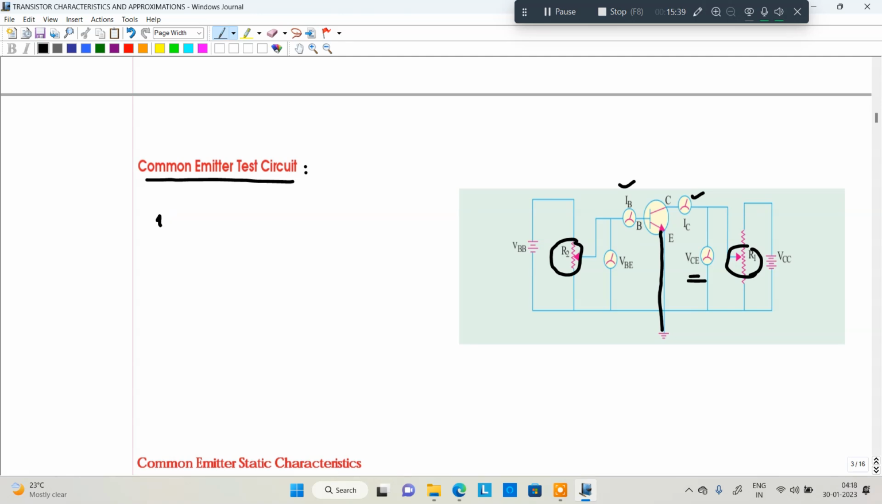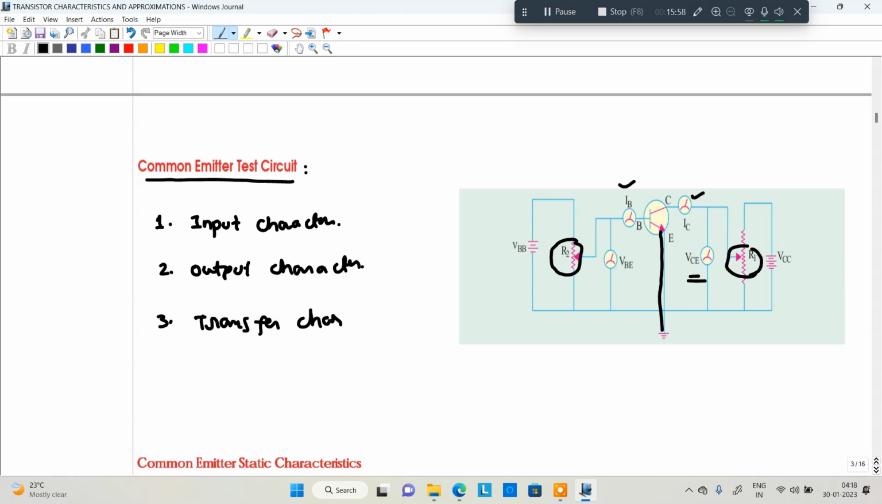So here also there are three characteristics. The first one is the input characteristics, then the output characteristics, and the third one is the transfer characteristics. Let us discuss them one by one.